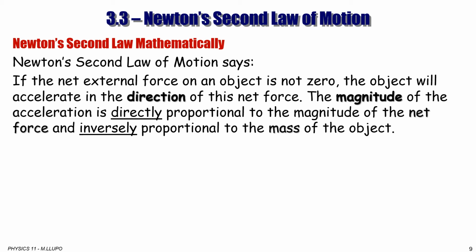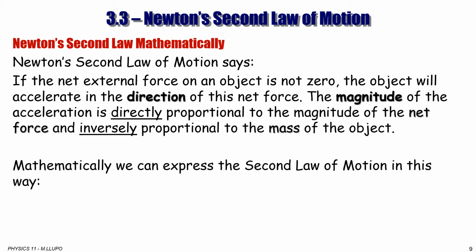Newton's second law of motion says if the net external force on an object is not zero, the object will accelerate in the direction of the net force. The magnitude of the acceleration is directly proportional to the magnitude of the net force and inversely proportional to the mass of the object.